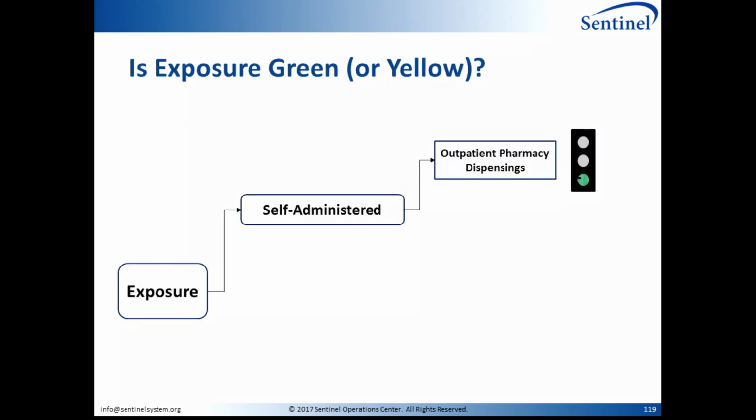So let's go back to our training this morning. We're going to use our Stoplight Rubric again. So when we think about, can we at the very beginning even look at this in the Sentinel Distributed Database, we want to think about what type of an exposure do we have.